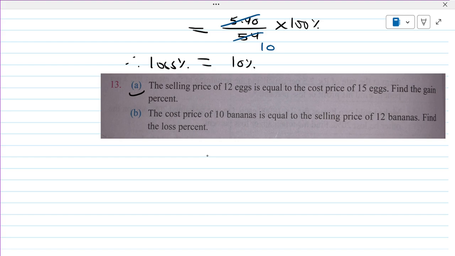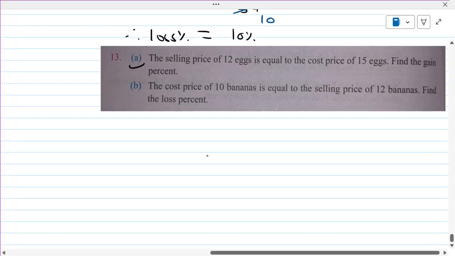Here cost is not involved, just numbers are compared. For how much the vendor or shopkeeper has sold 12 eggs, at that same price he has purchased 15 eggs. So obviously he is in profit, by number, if you think. Because he purchased 15 eggs for some price, and at the same price he is selling just 12 eggs, so obviously he has saved 3 eggs. But we are not going with the number, we are going with the cost price by supposing. So let's go for that.